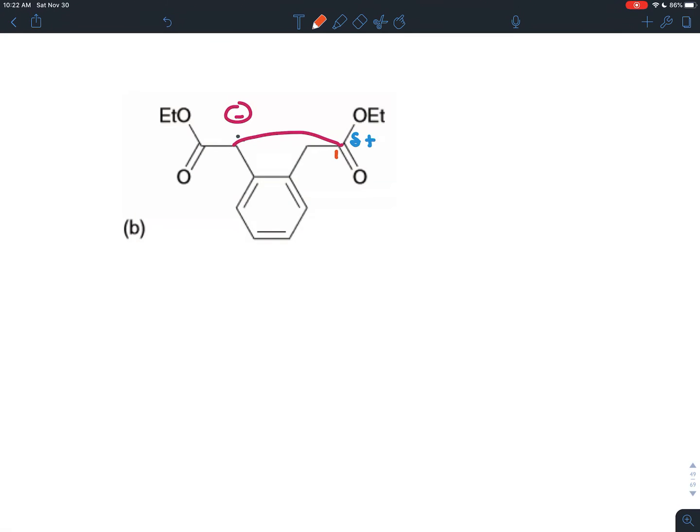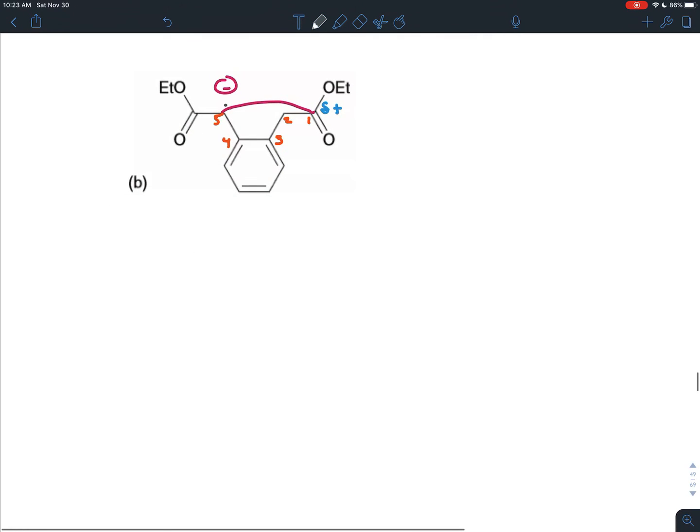Well, we know this is going to be there. 1, 2, 3, 4, 5. This 5 will attach to that 1. So there's just going to be 5 carbons there. So let's redraw this, but with a 5-membered ring above the benzene. So we'll have benzene, and now a 5-membered ring.